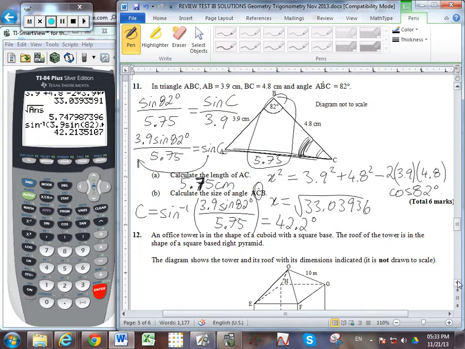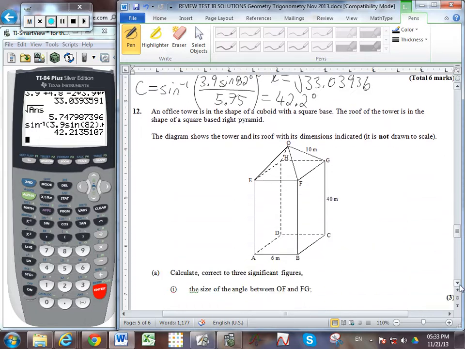Number 12. So I've got an office tower which is in the shape of a cuboid on top of a rectangular prism, sorry, they call it a cuboid, with a square base.